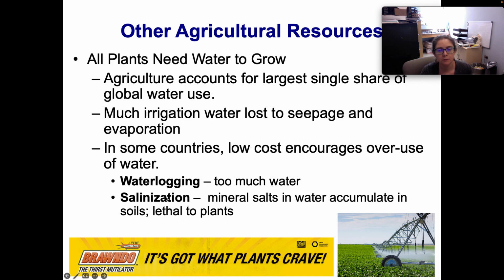Other places, if we pull water out of the groundwater and then irrigate the soil too much, it can cause mineral salts to accumulate in the soils, which can be lethal to plants. So it can permanently make the land not useful for farming. And this has been a problem in some parts of Australia and some places in the Middle East.